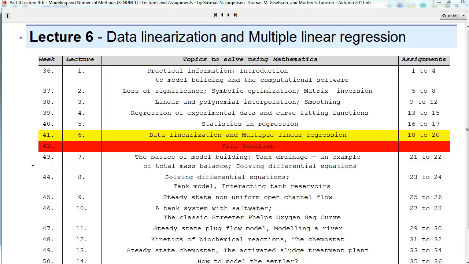Hi again. It's 36 minutes past midnight, so we have teaching within the next few hours when it's daytime again. So yeah, I'm a little late, but today's lecture will be data linearization and multilinear regression, as you can see. And then you have fall vacation.